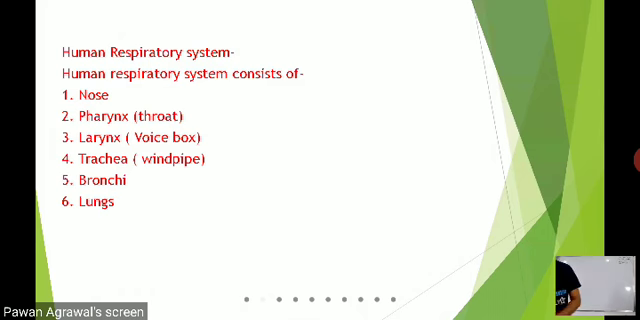So see, we have started the human respiratory system, and it consists of the nose, the pharynx, which is known as the throat, the larynx, that is the voice box, the trachea known as the windpipe, bronchi and lungs. These are the parts of the human respiratory system.